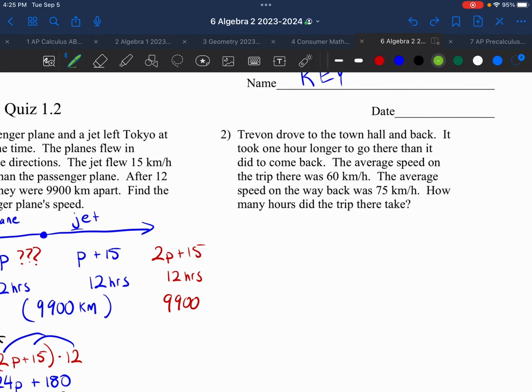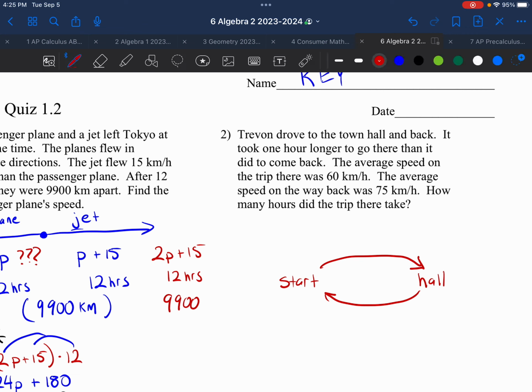We have Trevon, who's driving to the town hall and back. So let's go ahead and draw a picture here. So we're going to start here, and we're going to drive to the town hall over here. So we're going to drive there to the town hall, and then we're going to drive back. Okay, and I want to give some room to talk about each of these. So let me move this down a little bit.